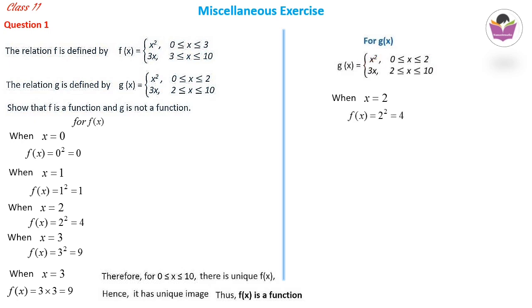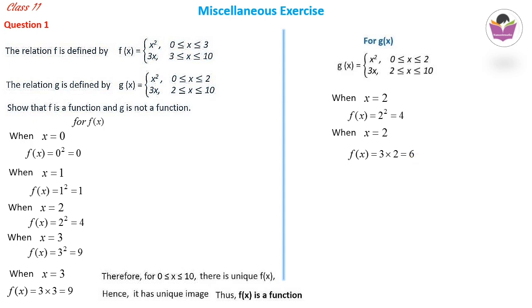If I take x square, f of x will be 2 square, which is equal to 4. Again the same 2 I can substitute here also, because in the domain it is mentioned 2 less than or equal to x less than or equal to 10. So when I take 2, another function I will take as 3x. That means f of x is equal to 3 into 2, 3 into 2 is 6.